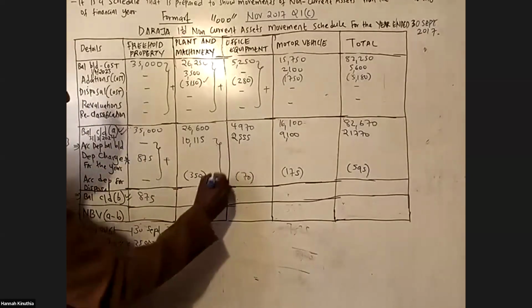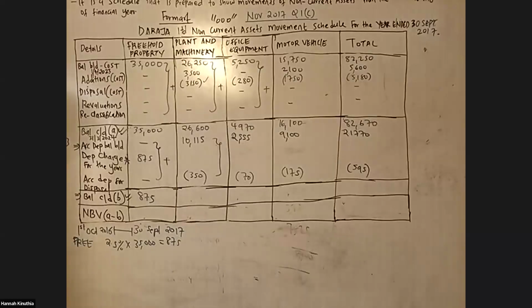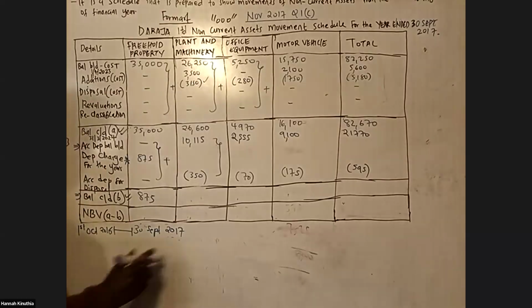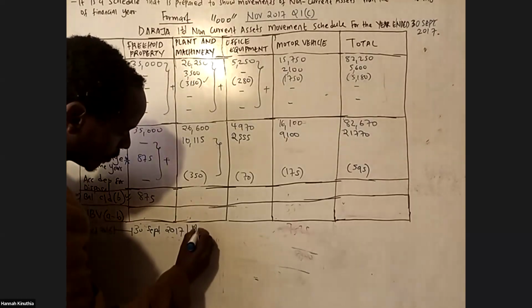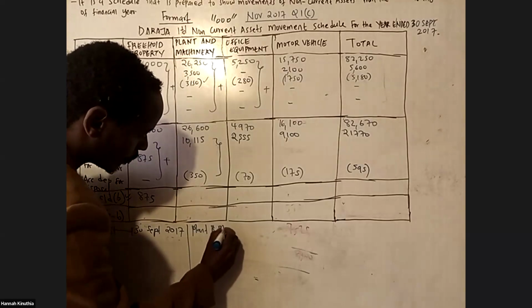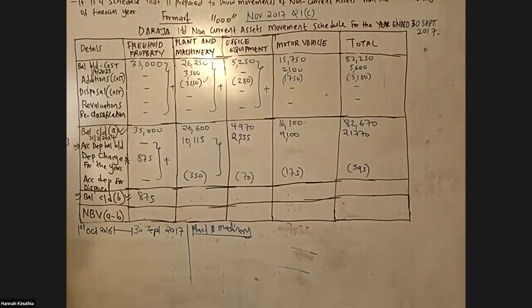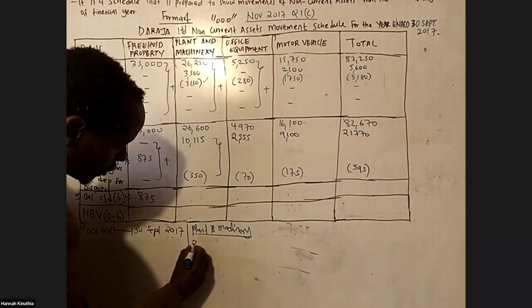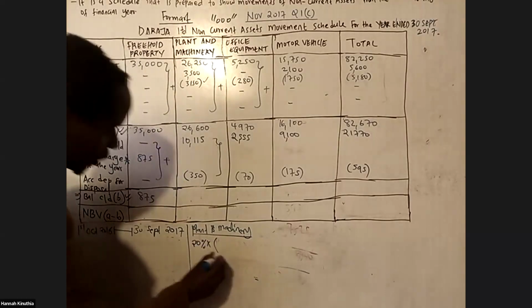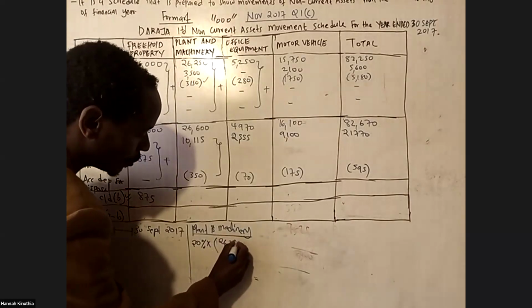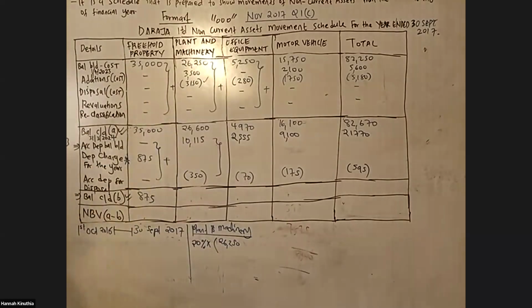So we do for this one. Next is plant and machinery. So we need to consider the dates. Now, ukiangalia plant and machinery, if you go back to our question, the rate for plant and machinery is 20%. 20% times. Now, let us consider the date. Now, we have the cost as 26 50. Now, we need to consider the acquisition and disposal. We had this acquisition and disposal.